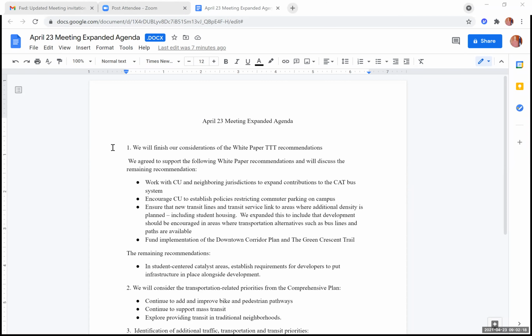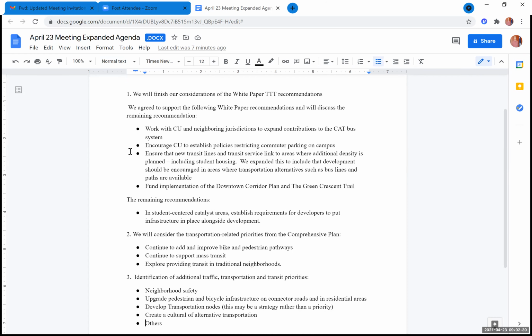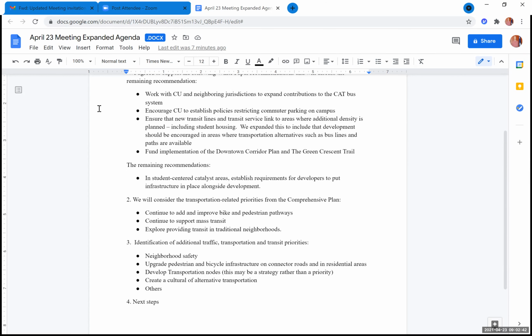Let me just put the agenda up to keep us reminded where we are. This is the updated version of what we've already agreed on, which are these 4 items from the white paper. Hopefully today we can look at the remaining recommendations from the white paper, the things from the comp plan and other areas we've identified, and then get to the most important thing, which is the next steps, where I'm going to ask Shannon to take over, because she's been thinking about this and has much better ideas about it than I do. So why don't we just jump right in?